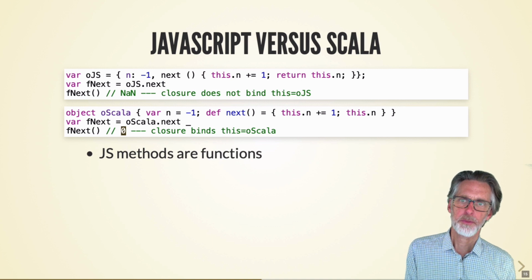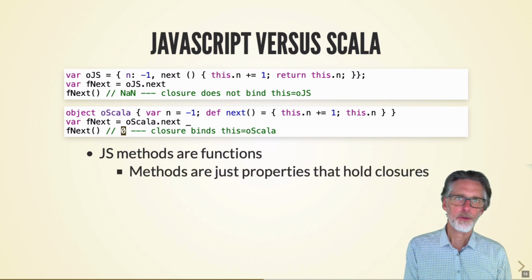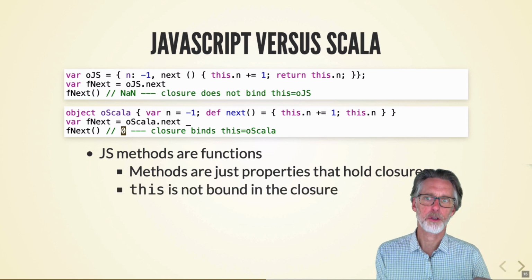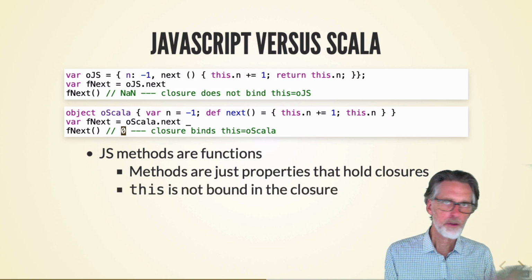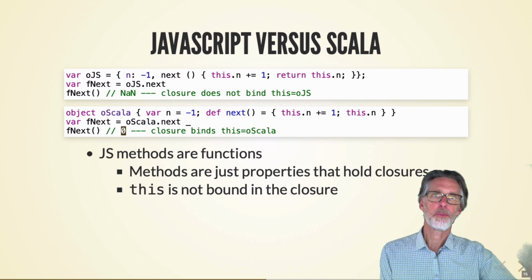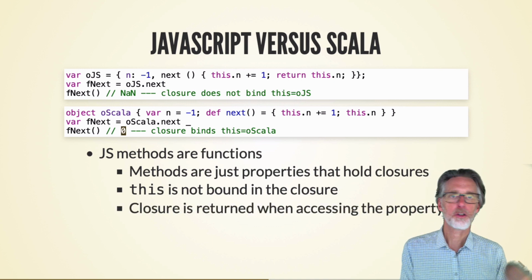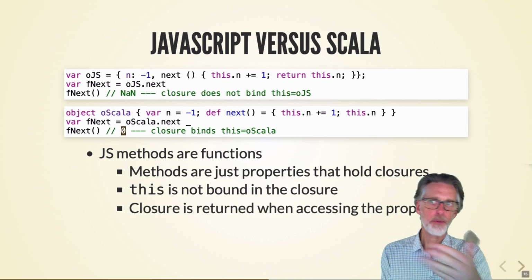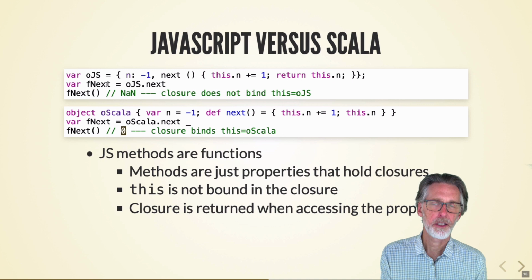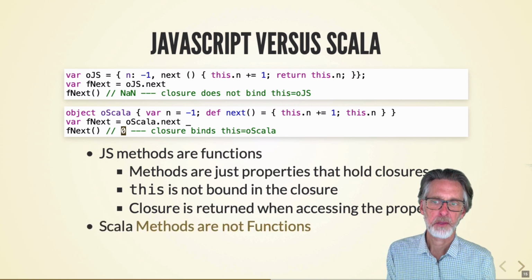So in JavaScript, methods really are functions. They're just properties that hold closures. This is not bound in the closure. It's just a free name, and therefore it has to be bound at the point that the closure is invoked. The closure is returned when you access the property. So if you save it somewhere else and then invoke it, you'll get the wrong value for this.